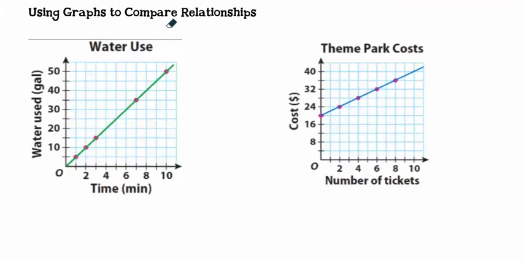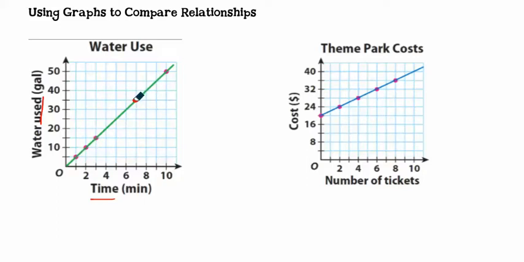If you can decide which one's proportional, we know that this one is proportional because it starts at 0, 0, and it's a straight line. Okay. We also know that all the points on the line give us pieces of information. So we know that this one is comparing time and water used, or the gallons used. So each point on this line gives us a piece of information.